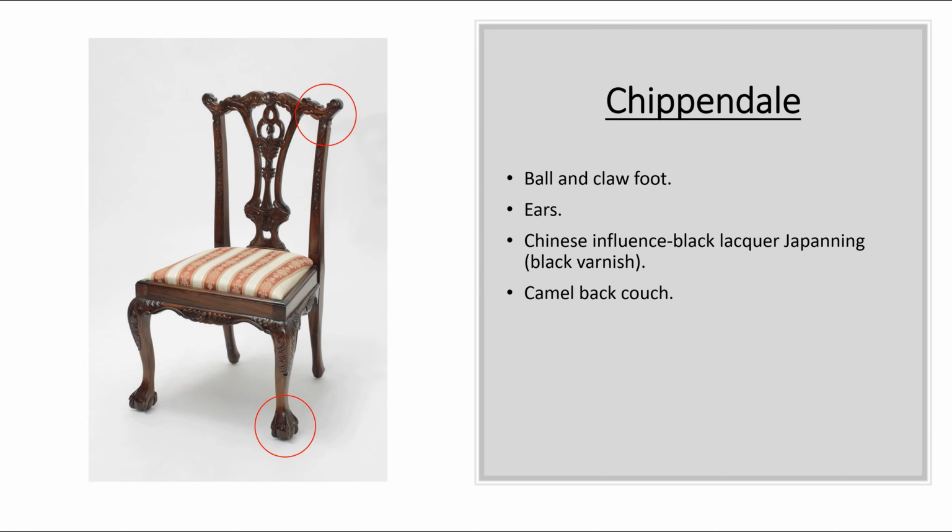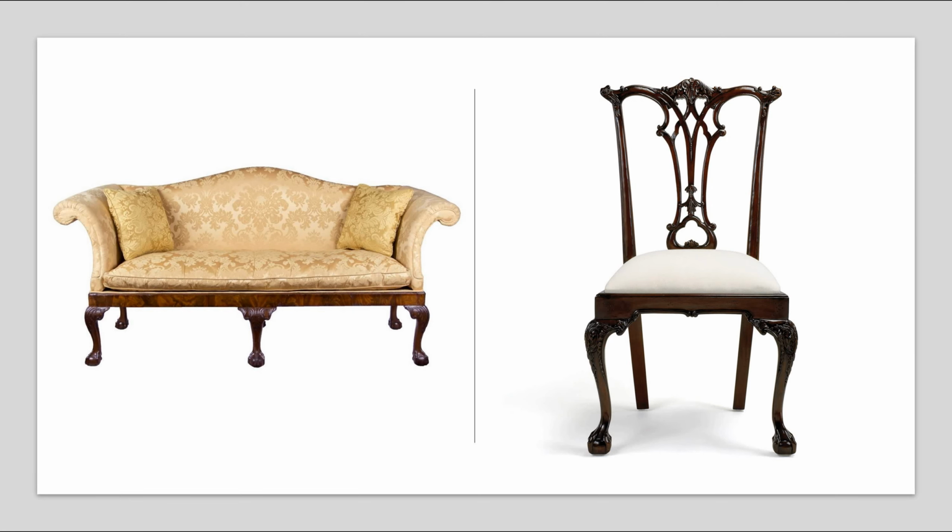And then also the camelback couch. I'll show you a picture of that. Here's an example of the camelback couch. You can tell it's camelback because it's got a hump in the middle, and sometimes camelback couches can have multiple humps. Here on the next chair, you can see it's a very dark varnish. You've got the ball and claw feet, and you have the ears.